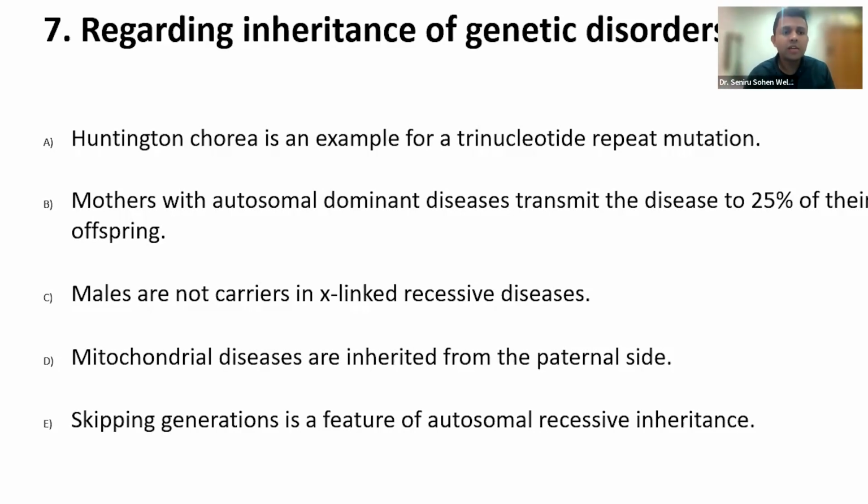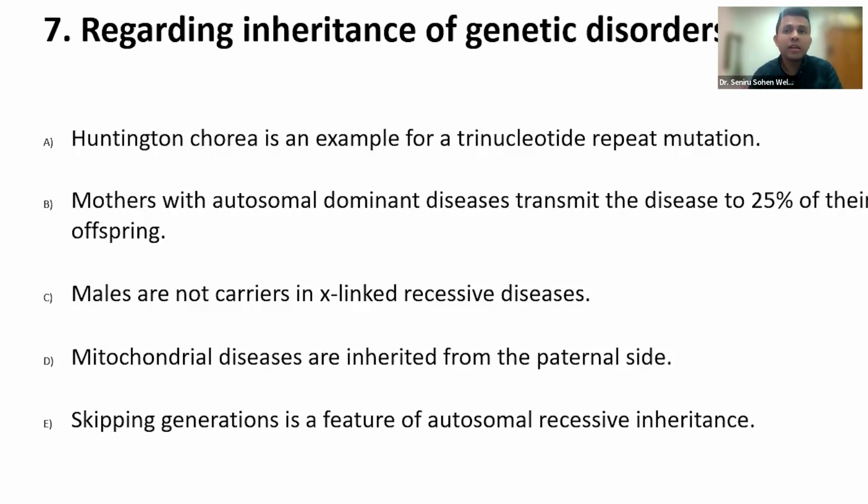So we have, Huntington chorea is an example of a trinucleotide repeat mutation. Yes, so Huntington chorea is one hereditary form of chorea which can have other neurological manifestations, and there's no cure for Huntington's chorea, and it runs in families. So it's an autosomal dominant inherited disorder, and it has this particular feature called a trinucleotide repeat mutation of the CAG variety. And in these disorders with trinucleotide repeat mutations, with successive generations, the trinucleotide repeats keep getting added.